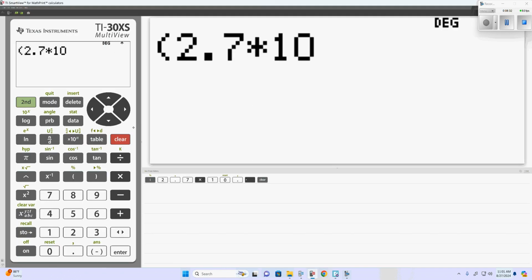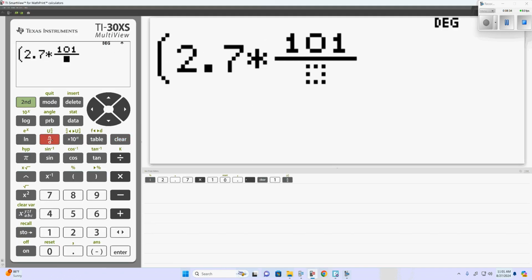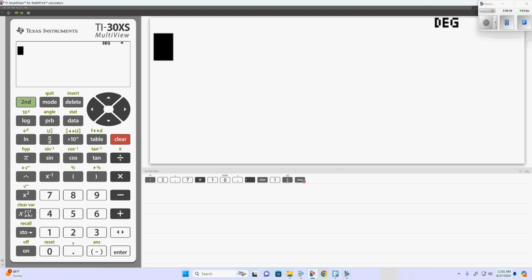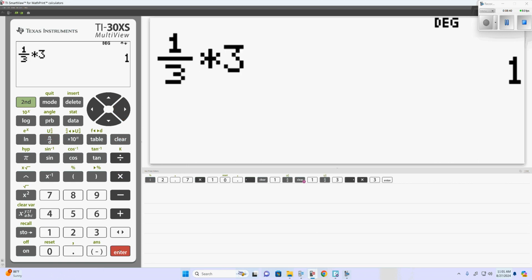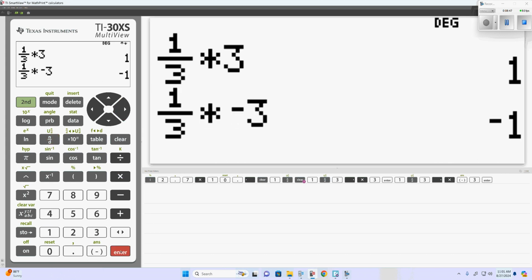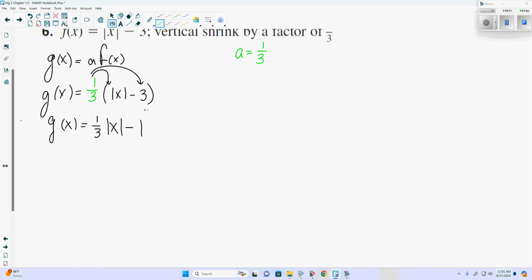Well, luckily, in the 30xs, let's go around that. Yeah, 1/3 times 3 is 1, or we could say 1/3 times negative 3, because it is really negative 3, which gives us our minus 1.